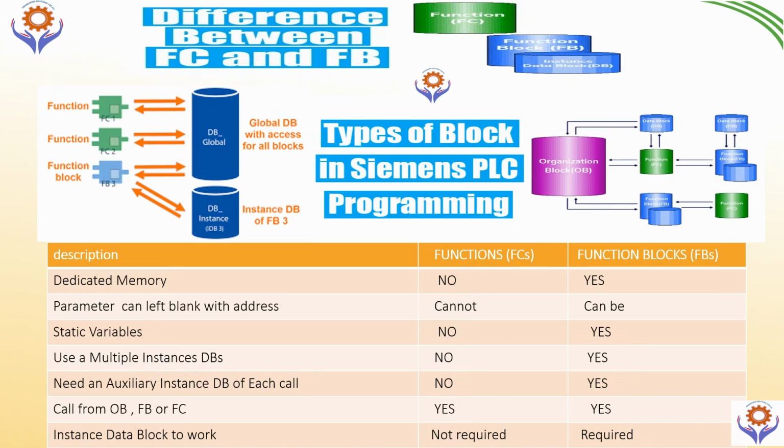And if you see in the first drawing here, the function and function block are sharing the global variable in the DB underscore global. But the function block will share from the DB underscore global, and also it will take from the instance database, DB instance also. See here, the global database has access for all the blocks, but this instance data block is only for the function FB3 only. So this is the difference between the functions and function block.